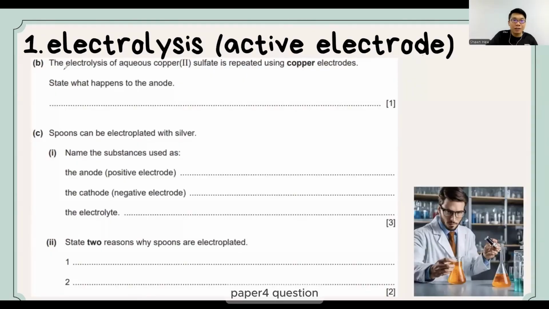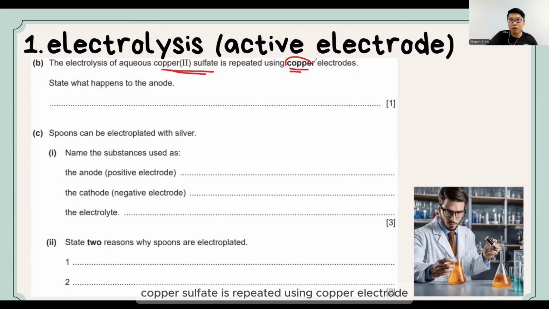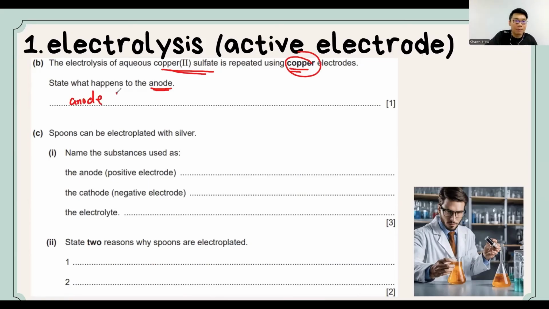Paper 4 question. The electrolysis of aqueous copper sulfate is repeated using copper electrode. So what happened at anode? You see the copper electrode becomes thinner and thinner, anode dissolves.